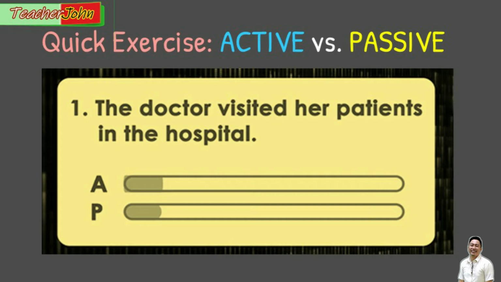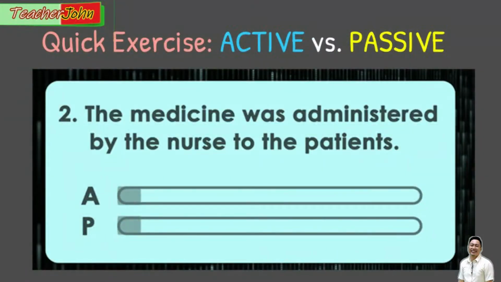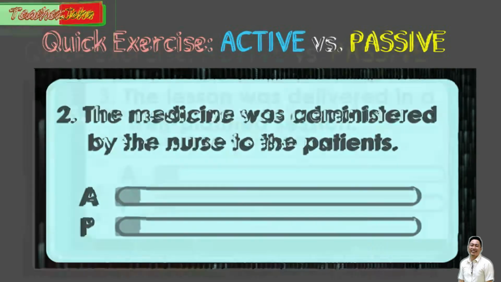The answer is active, letter A. Number 2. The medicine was administered by the nurse to the patients. If your answer is letter P, passive, you are correct.